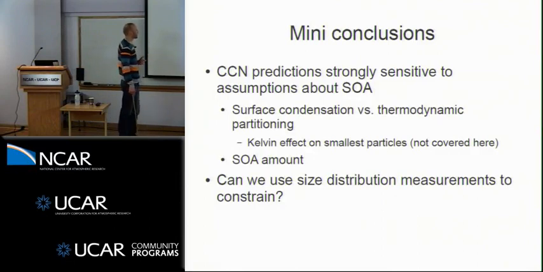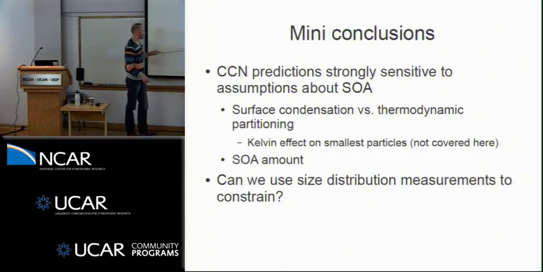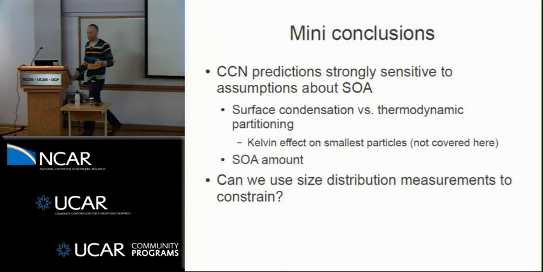So the main conclusions from the first part of the talk are that CCN predictions are strongly sensitive to assumptions about SOA, particularly over continental regions. There are uncertainties here with surface condensation versus thermodynamic partitioning. So this is low volatility, if the SOA is low volatility versus if it's more semi-volatile. As well as there's some sensitivity to how much the Kelvin effect is going to affect partitioning to the smallest particles. We've been doing this, but I haven't covered it here. As well as some big uncertainties in the SOA amount. What we're trying to do now is figure out if we can use these size distribution measurements to constrain what's going on at the global scale.